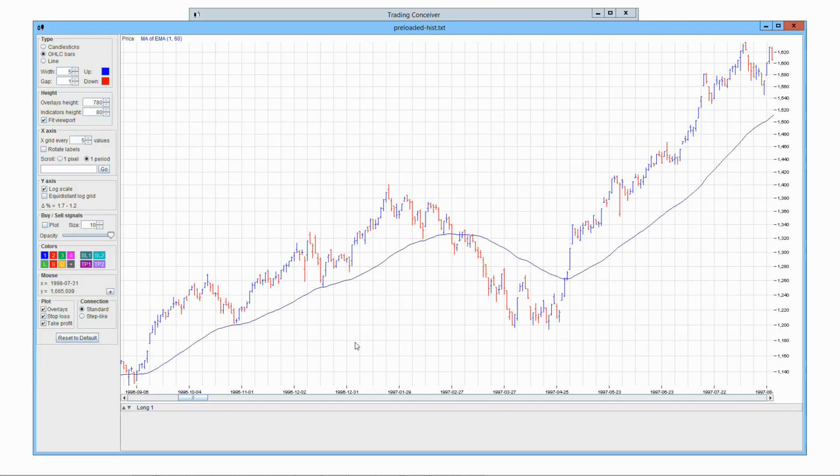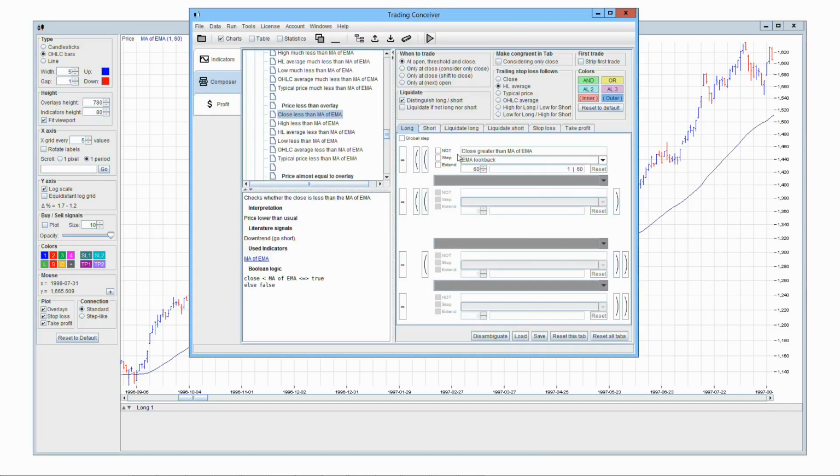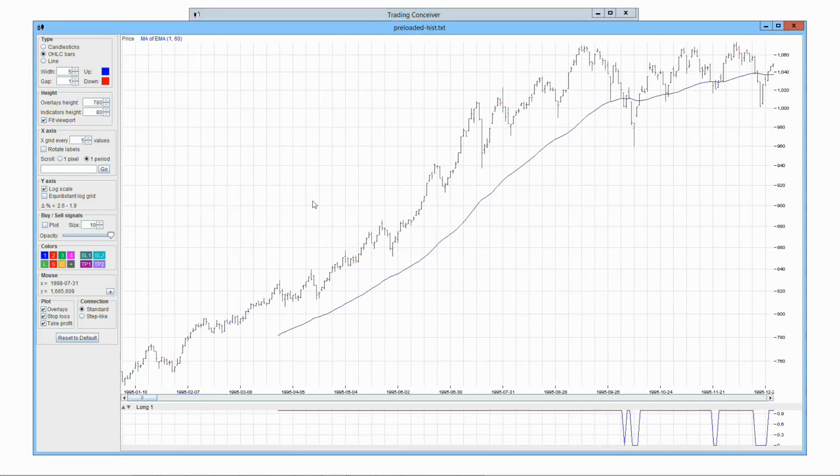Suppose you are implementing a simple trading system where you want to go long as soon as the price goes above its exponential moving average, and go short as soon as the price goes below its exponential moving average. So you can select the elementary algorithms: long tab, close greater than moving average of exponential moving average; short tab, close less than moving average of exponential moving average. The intent is clear, but at the very first trade what happens is not what we want.